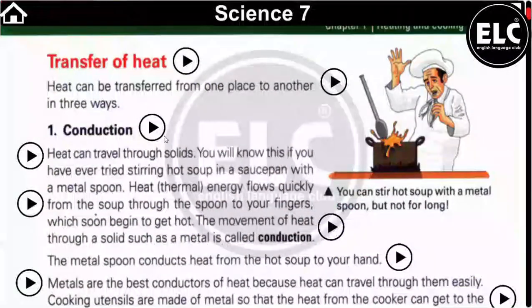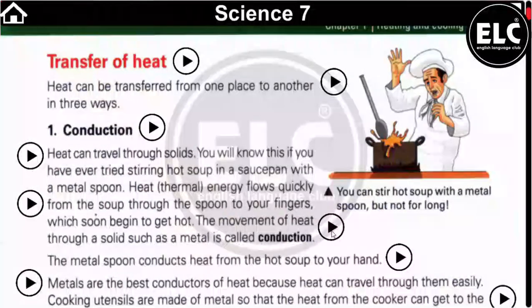Transfer of heat. Heat can be transferred from one place to another in three ways. Conduction. Heat can travel through solids. You will know this if you have ever tried stirring hot soup in a saucepan with a metal spoon. Heat, thermal, energy flows quickly from the soup through the spoon to your fingers, which soon begin to get hot.